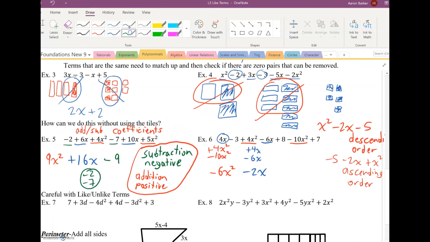Then we can do the same thing with our 1 tiles. So with our 1 tiles, here we have a -3, a +8, and a +7. So altogether, when we combine those together, we get +12. So our whole polynomial then is -6x squared minus 2x plus 12. That's our final answer for collecting like terms for all the above terms.